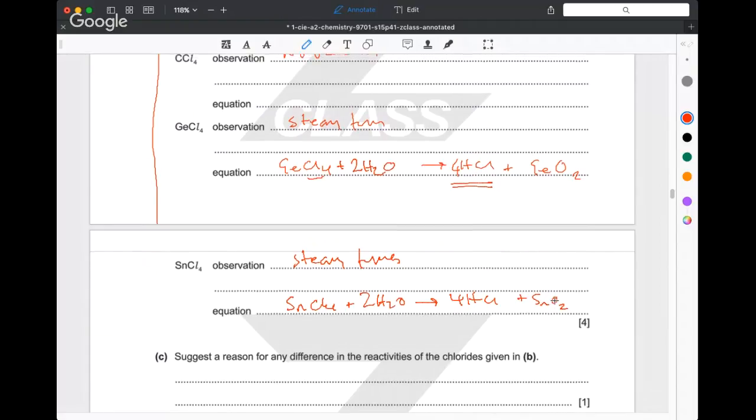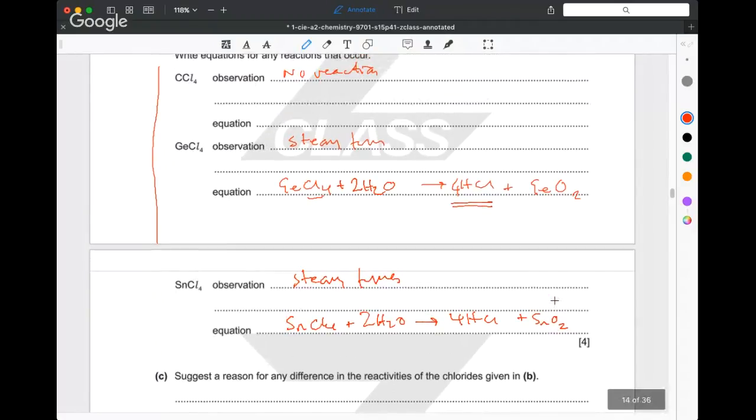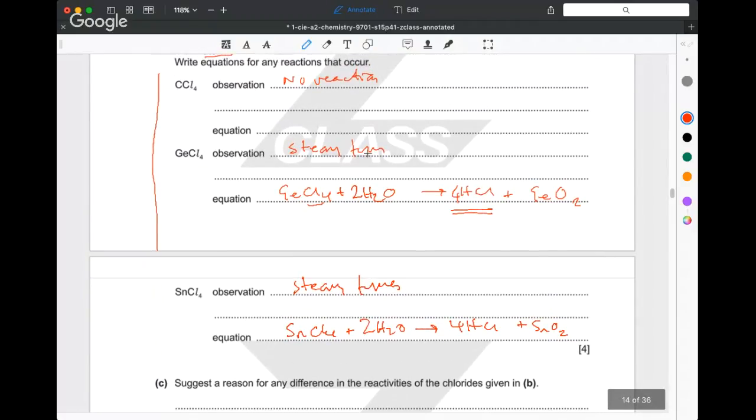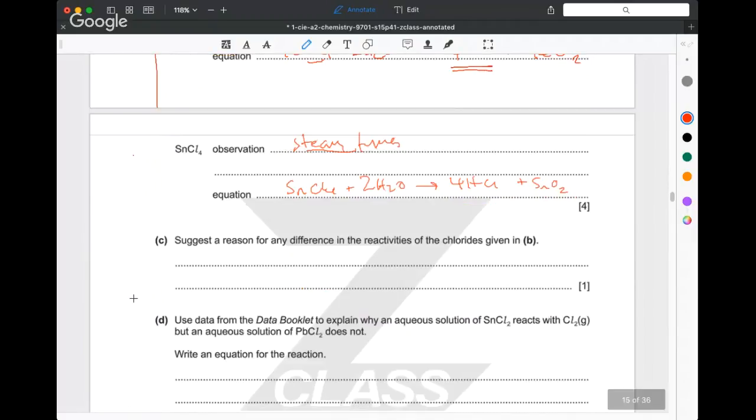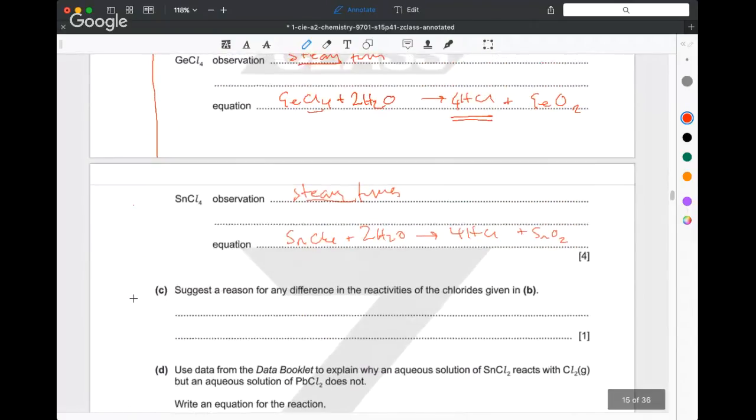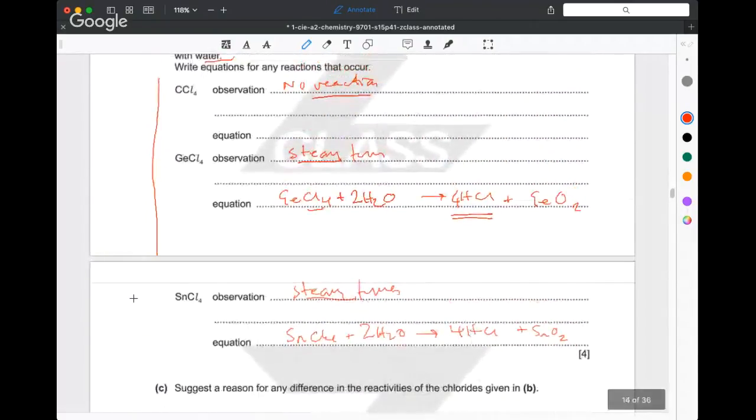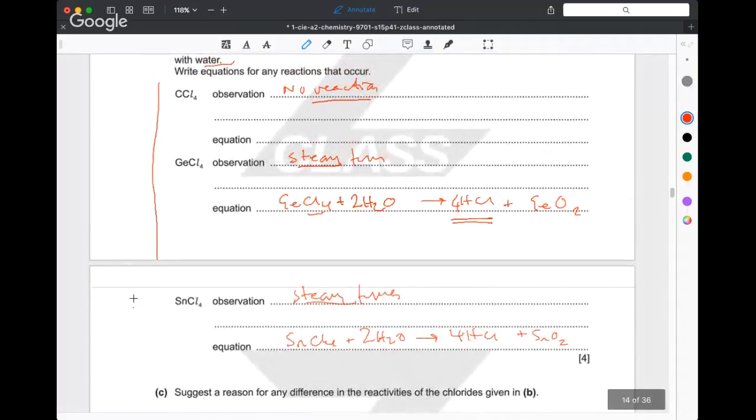Now, you've got to give an explanation of the difference in these reactivities. There was no reaction up there, but here you got a definite reaction. You're getting these steamy fumes of hydrogen chloride because the group 14 chloride is reacting with water. And there's the reasons you have to give for that.